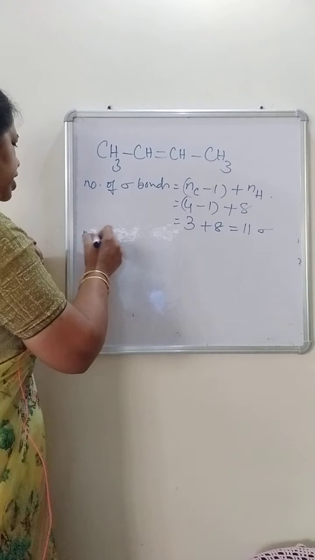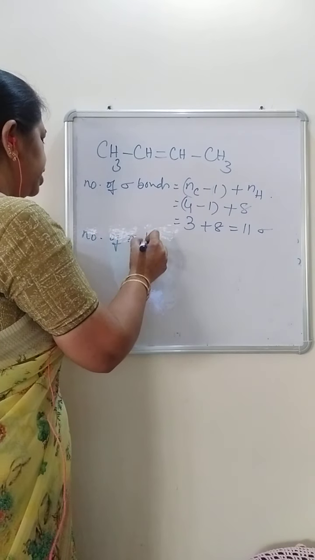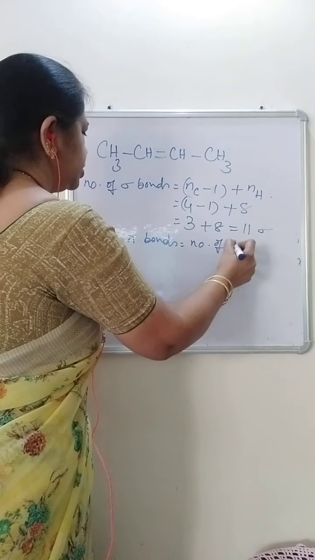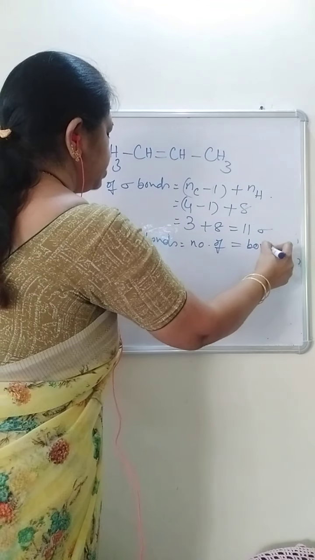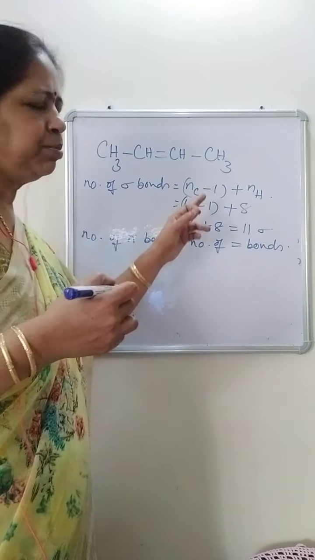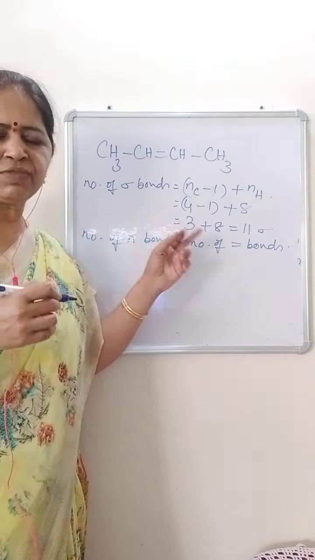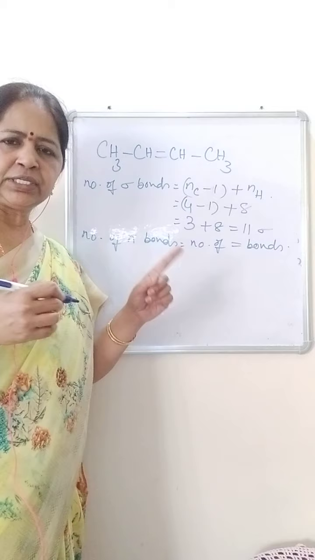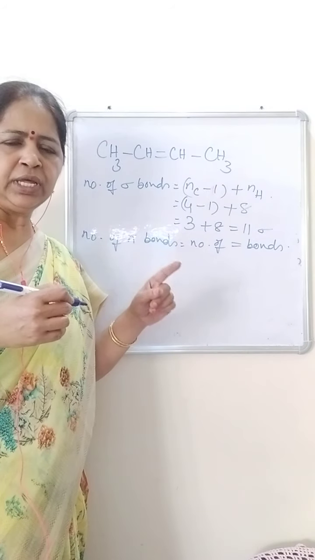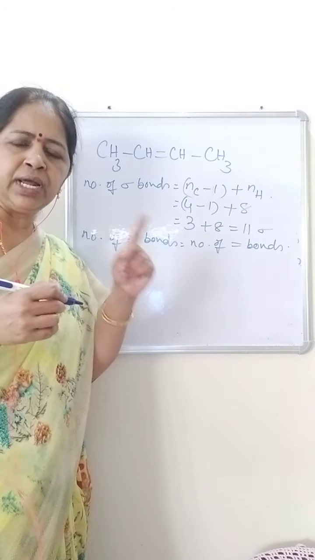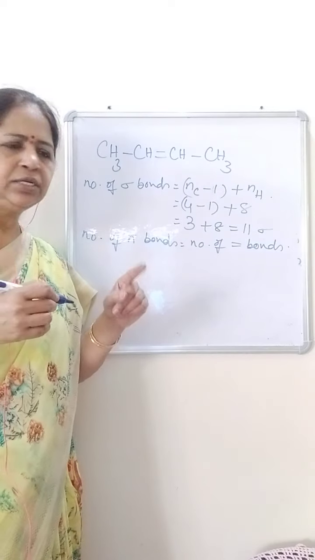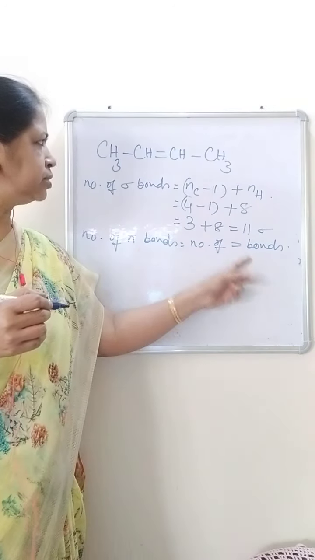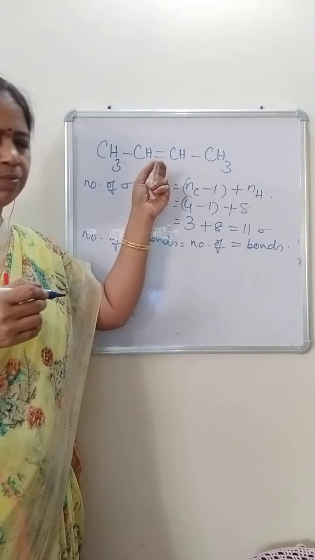And the number of pi bonds. The number of pi bonds is equal to the number of double bonds present in a given structure, because each double bond consists of one sigma and one pi bond. So each double bond consists of only one pi bond. So the number of pi bonds is equal to the number of double bonds. Here it is only one pi bond.